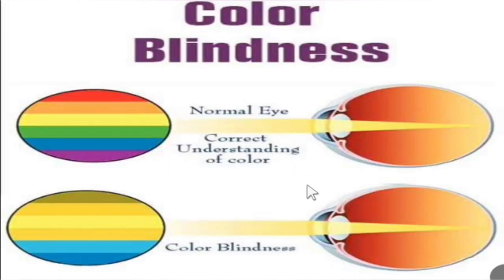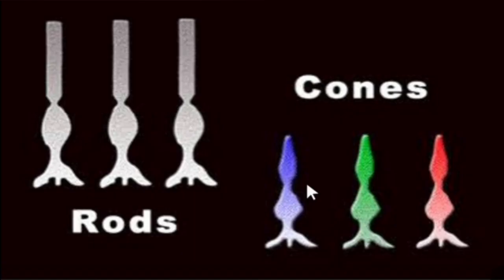Let's start today's video. So what is color blindness? Actually, color blindness is basically a color vision defect. The person who is colorblind is unable to distinguish red from green, blue from yellow. What is the cause behind it?